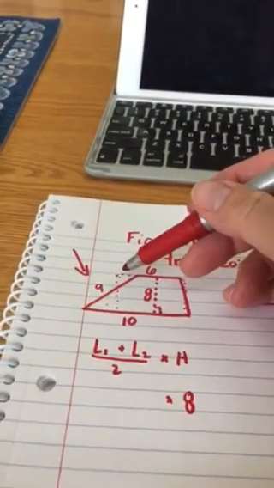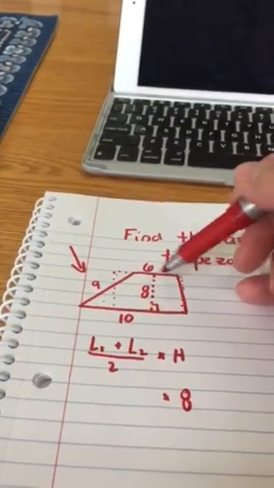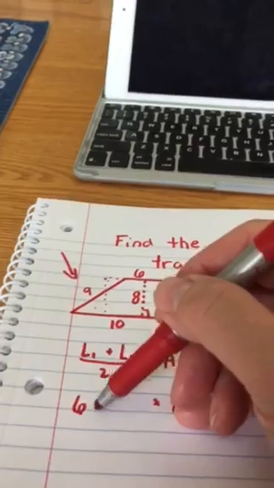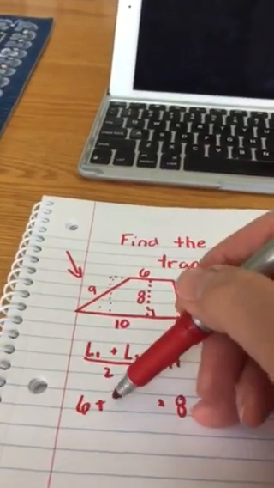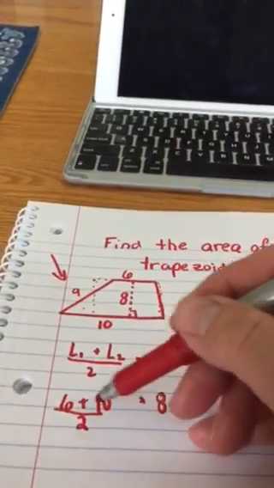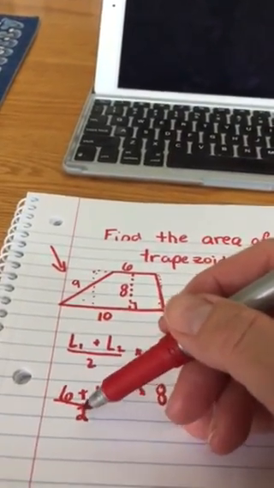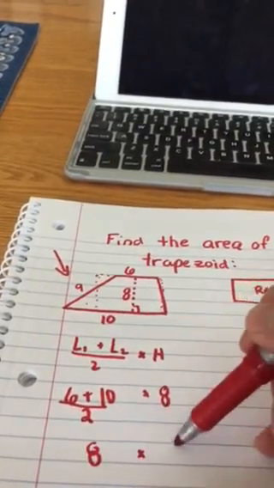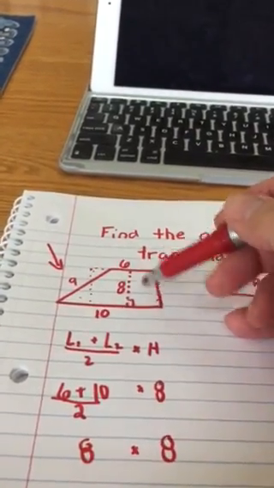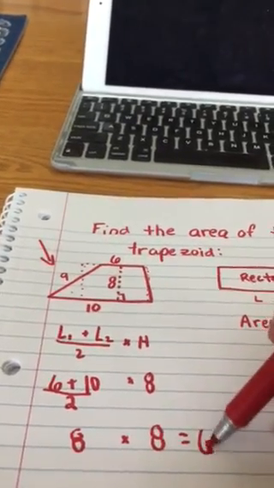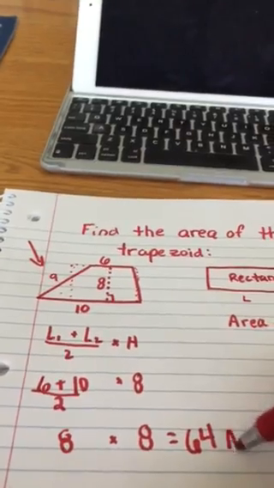So I like to think of it as I'm going to find the average of what I have. I have a 6, length 1 is 6, length 2 is 10. If I add those together and divide by 2, I get 16 divided by 2 gives me an 8. And then I multiply it by the height, and I get 8 times 8 is 64, and that's my area.